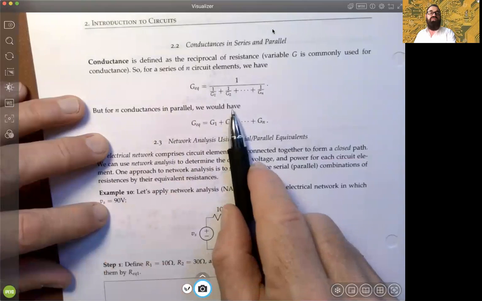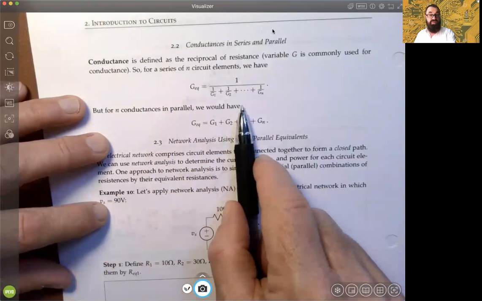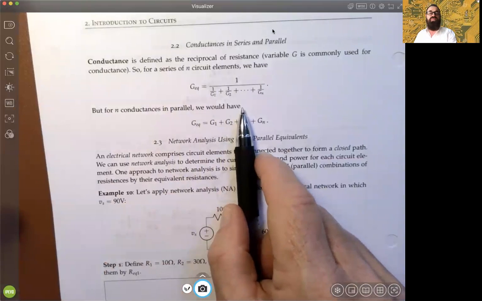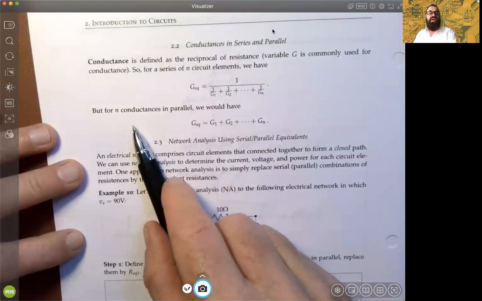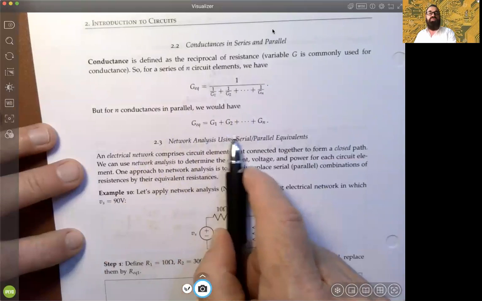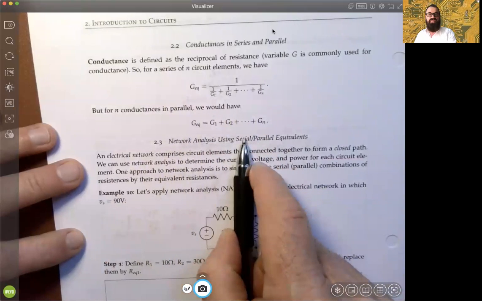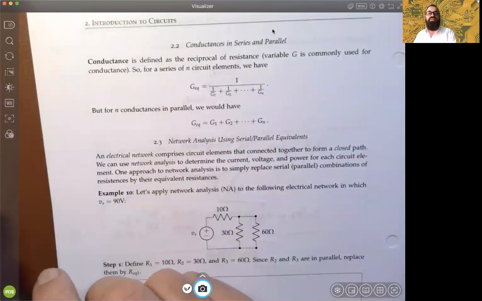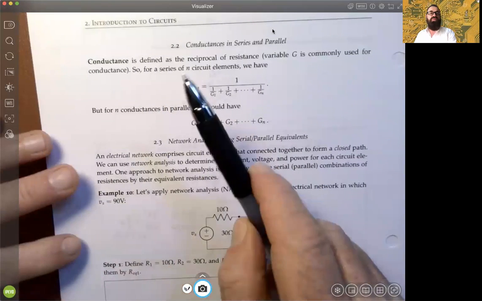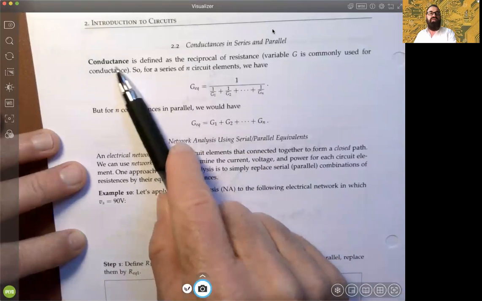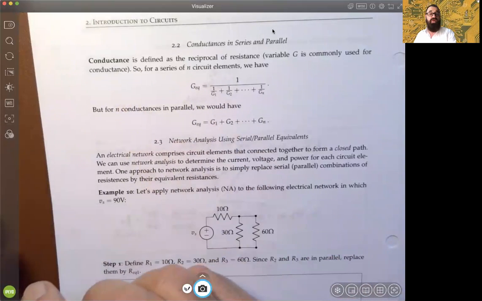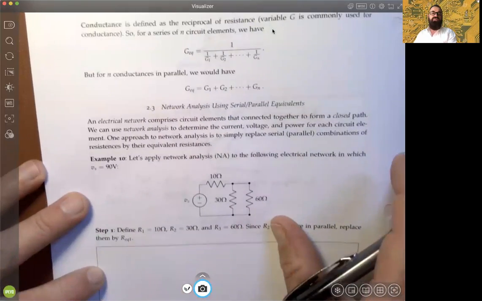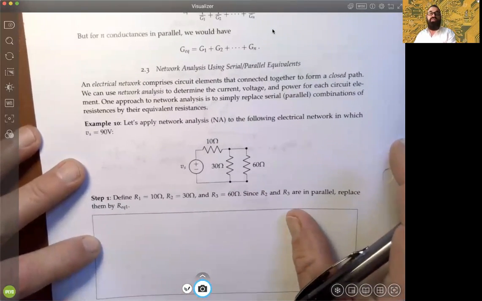For example, if you have a series of circuit elements and you're interested in getting their equivalent conductances, then you need to take the reciprocal of the sum of the reciprocals. And again, you can take two at a time, like we did for resistances. But if you have them in parallel, then you actually would add the conductances together. So it's completely reversed from what we had with resistances. And it's easy to show that algebraically, simply because the conductance G is basically 1 over R, right?